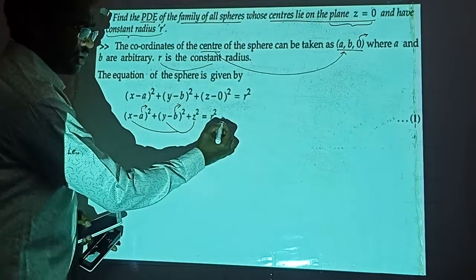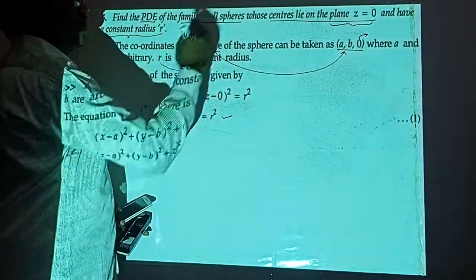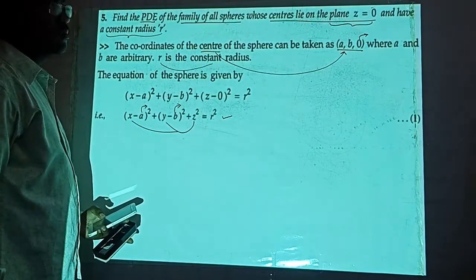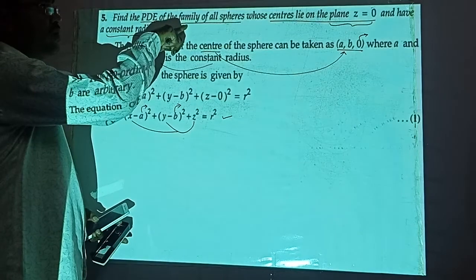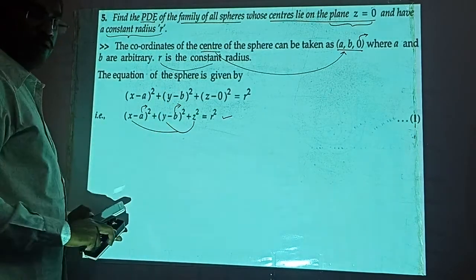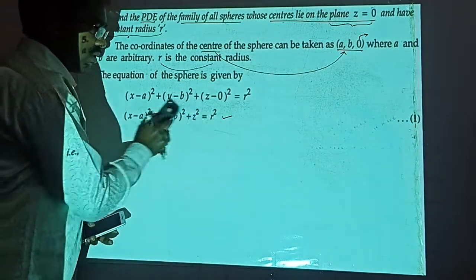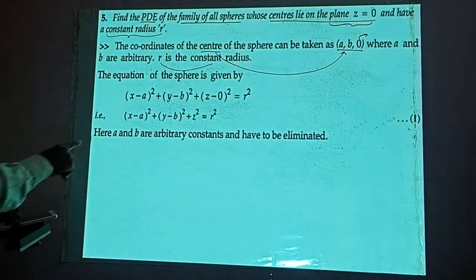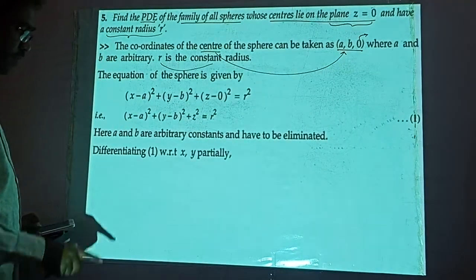So this was not given in the question. They had given a physical problem which we have to analyze and represent in terms of a mathematical equation. Then we have to solve the problem. That is, we need to find the partial differential equation. Here a and b are arbitrary constants and have to be eliminated.